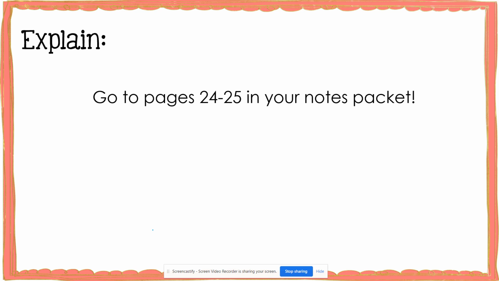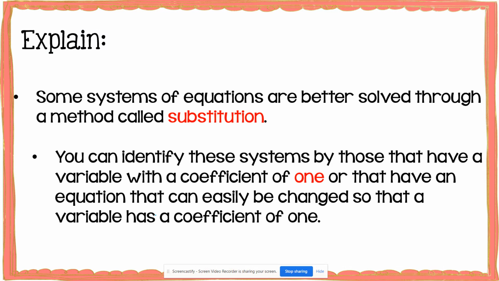Today we're going to learn how to solve systems of equations using the substitution method. You should be on page 24 in your notes packet. Some systems of equations are better solved through a method called substitution. You can identify these systems because they will have a variable that has a coefficient of 1, or an equation that can easily be changed so that a variable has a coefficient of 1.